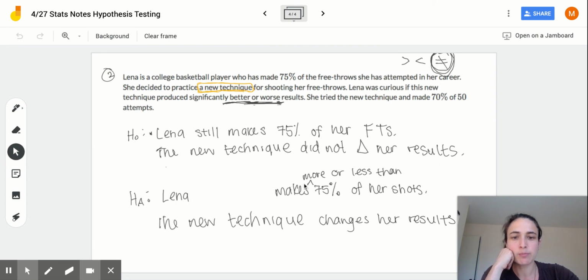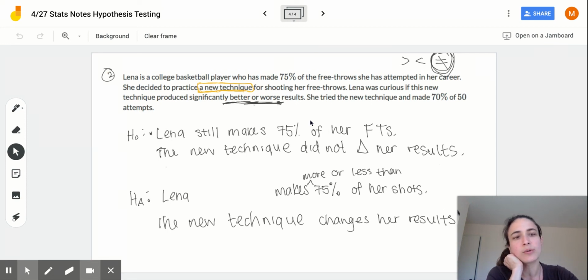So Lena makes more or less than 75% of her shots. You could also say Lena no longer makes 75% of her shots, or the new technique has changed her results, which goes with this one. So there's several different ways to say it.